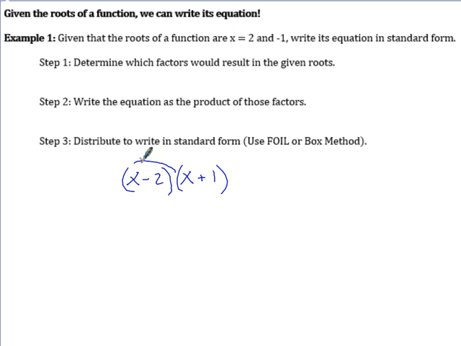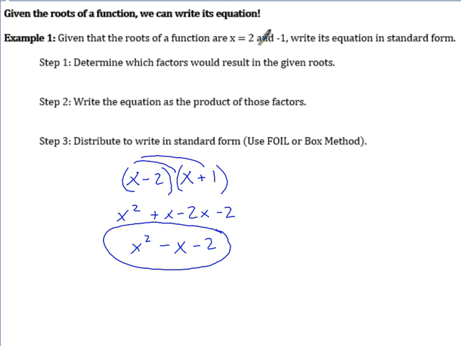Alright, and then to get it into standard form, I'm going to multiply these out. Alright, I'm going to FOIL, or if you learned the box method, however you were taught to multiply polynomials like this. So x times x is x squared, x times 1 is x, negative 2 times x is negative 2x, and negative 2 times 1 is negative 2. And then don't forget to simplify your like terms. Alright, x minus 2x is negative 1x minus 2. So that would be an equation that has roots at x equals 2 and x equals negative 1.